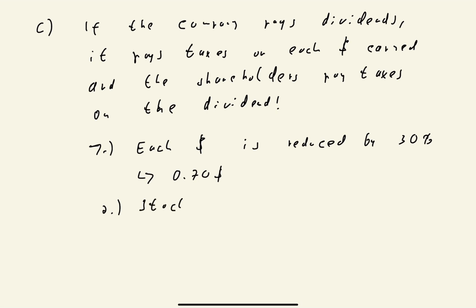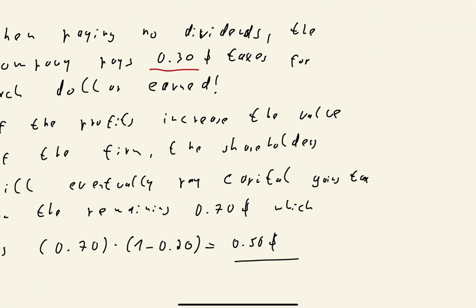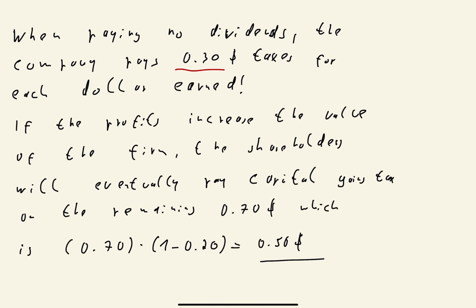So stockholders then would get 0.7 times 1 minus the dividend tax rate, which is 35%. And this is then equal to roughly 45 cents. That's what's remaining for the stockholders if they need to pay taxes on dividends, since the company is paying out all its income in dividends in the first place. And as you can see, when you compare this to the gain they would have if there would be an increase in the company value and they would not get any dividends, but they could sell their shares, you see that they would get much more.